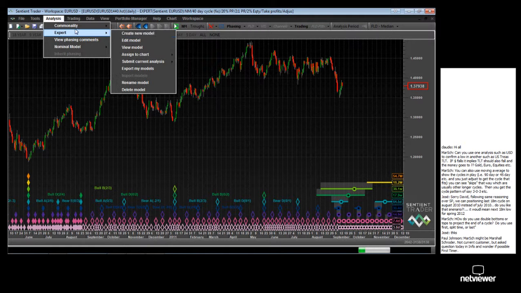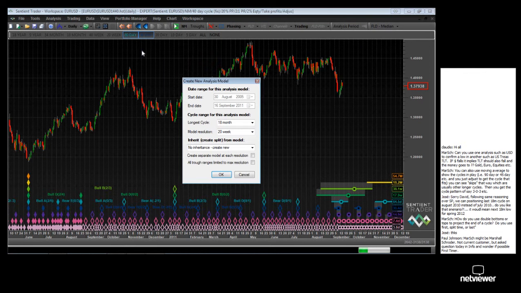Okay. And the way that you do it is you build something called an expert model. Don't be daunted by the fact that it's called an expert model, because it is not in fact daunting. It is really very easy. You go to the analysis menu, you go to expert, and you go to create new model. Now, it's very important. Sentient Trader pops up some defaults that are very important to you in order to get Sentient Trader to adapt an expert model.